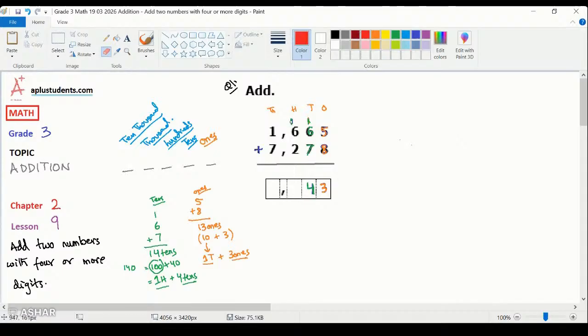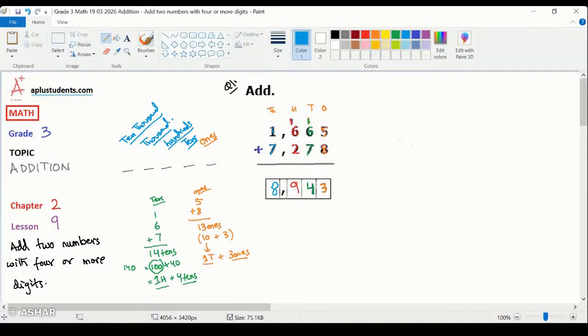Then we add 1 plus 6 plus 2. 1 plus 6 is 7. 7 plus 2 is 9. And 1 plus 7 comes out to be 8. Perfect. Thank you, Semi. Thank you, Solomon.